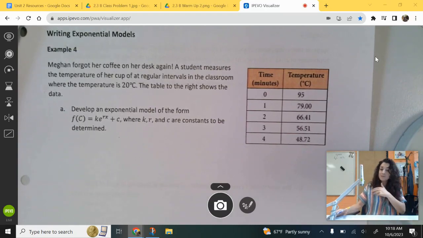Now, this is not our first unit where we've been creating models, right? We did linear a long time ago. We did quadratics at the beginning of the year, and then we did cubics. And so we always had this system of creating models where we were making a system of equations, right? If we had three unknowns, we need 3 points in order to make three equations, which would make a system of equations. This is where with exponential models, it gets a little bit tricky.